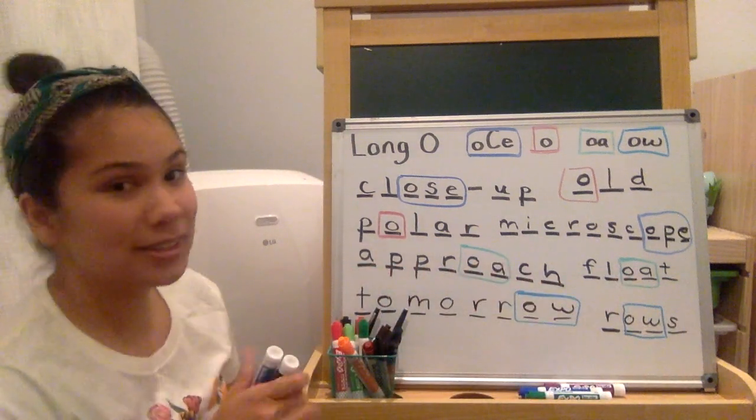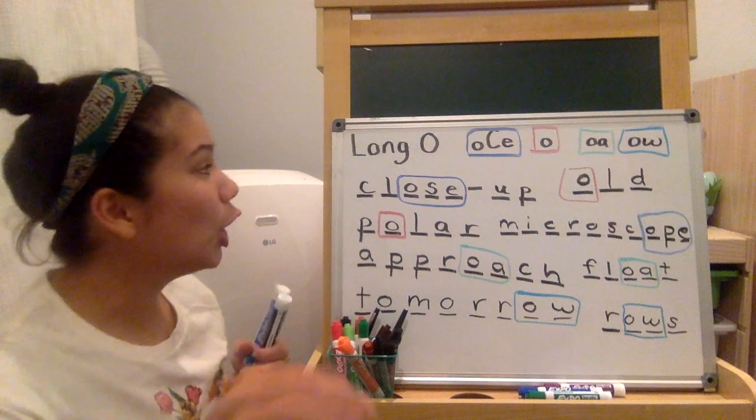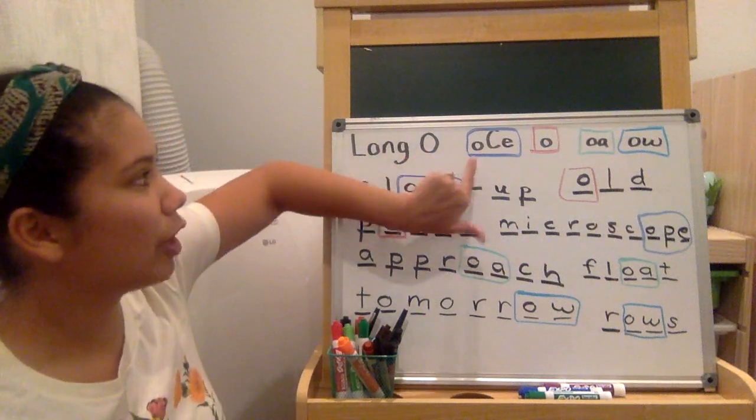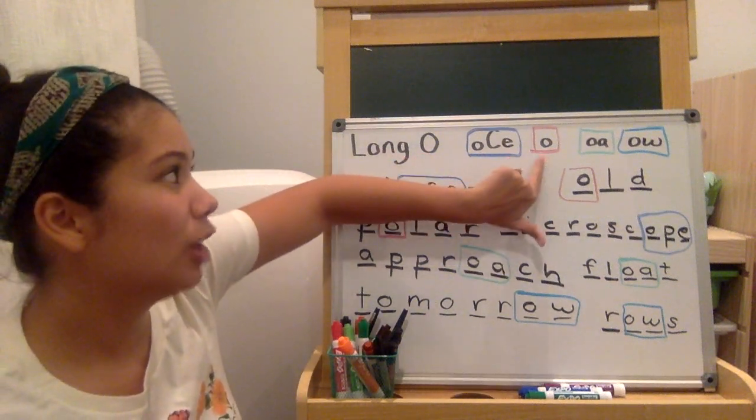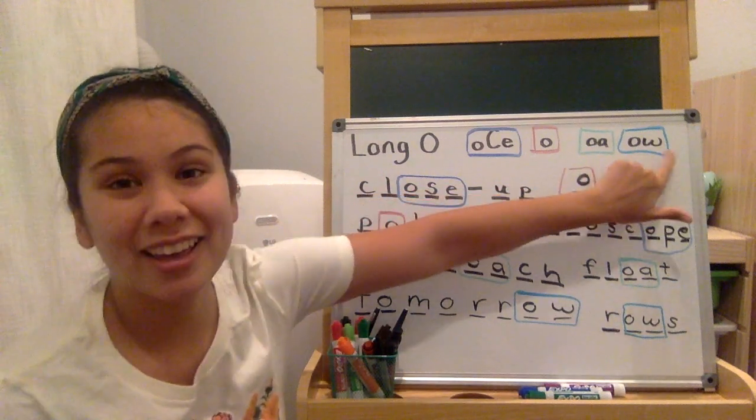These are the different ways to spell that long O sound with O consonant E, O, OA, and OW.